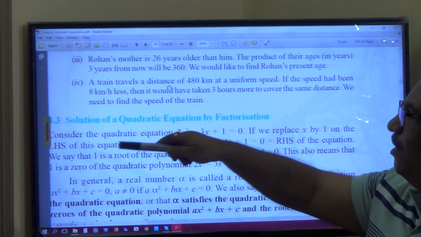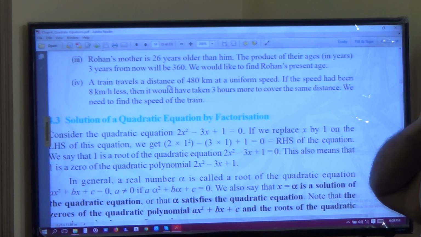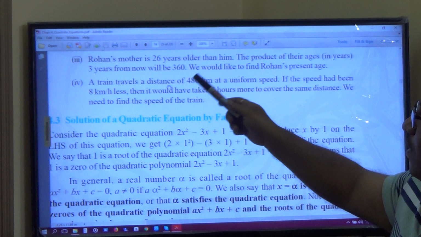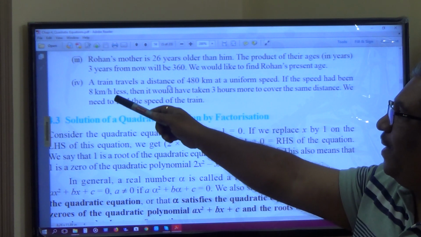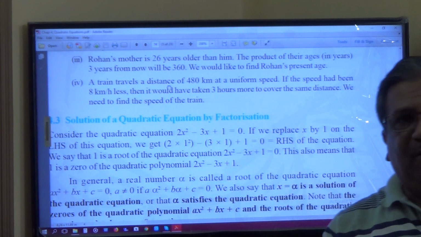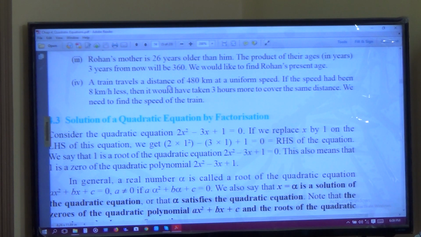And if it is 8 kilometers lesser, meaning speed is x minus 8 kilometers, in that case what is the time? 480 by x minus 8. The difference of those two timings will be 3 hours. We'll solve that one, no problem. Please note down these numericals. You can hold your textbook also in front of you.